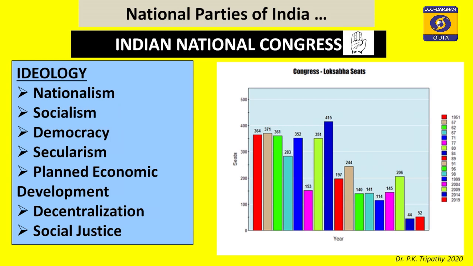But if you look at this bar diagram, you will find that from 1984 onwards, particularly in 1984, the Congress Party's tally was very impressive. It got the highest percentage of vote and highest number of seats in Lok Sabha, 415 seats. Even during the Nehru period, Congress did not enjoy such a privilege. But later on, Congress Party's performance declined, and particularly in 2014 election, Congress Party was reduced to only 44 seats.